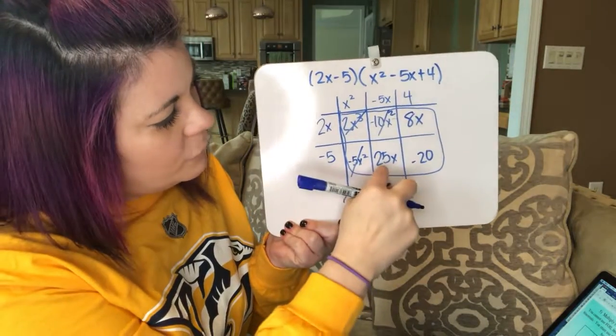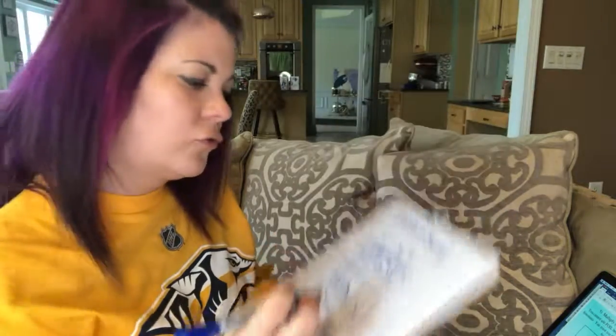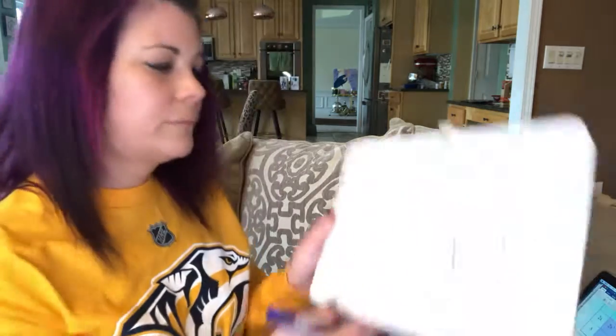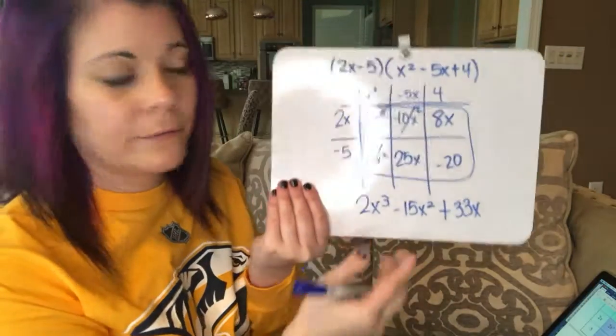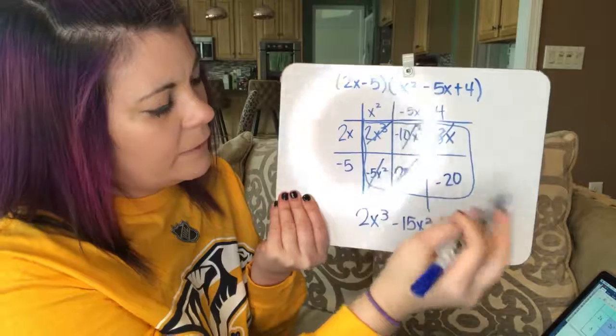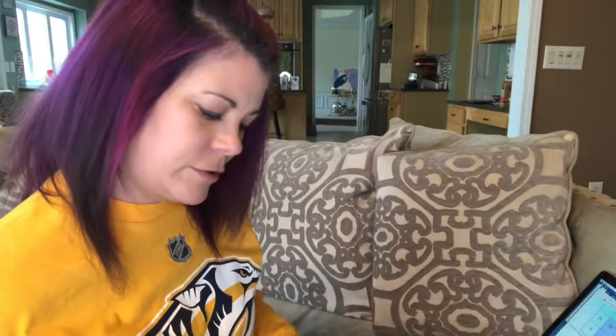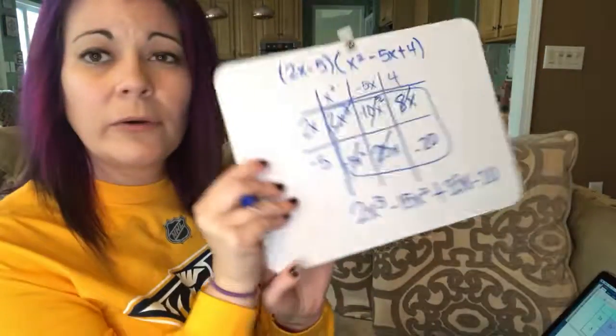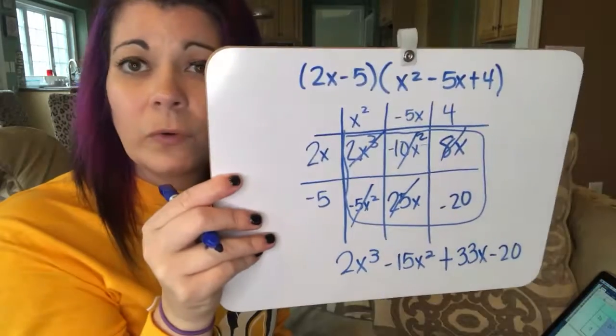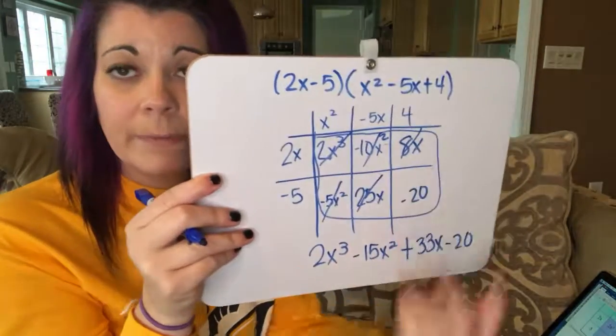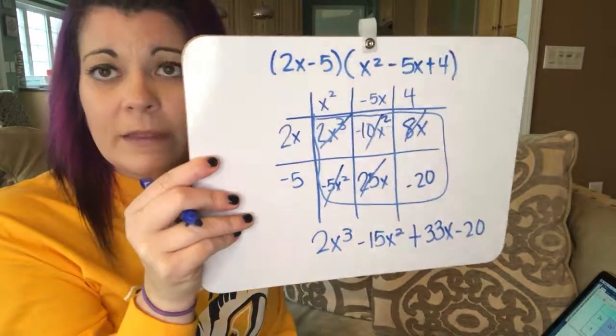And then we have 25x and 8x, so 25x plus 8x is 33x. So there we go. And then we just have minus 20. And you can apply this method to anything. Your squares are going to get bigger, but just know this is how you do an area model with anything.